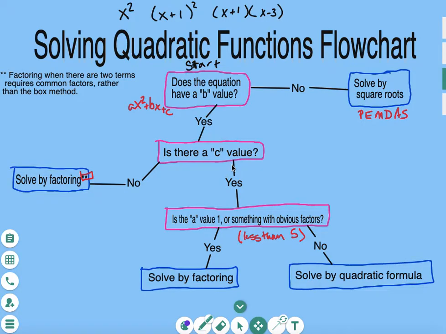In this video, we're going to be focusing on factoring where there is a C value and there's an A value of 1 or some obvious factors, usually things less than 5. If you're looking for solving by factoring where there's no C value or square roots, then you need to look at the other video. So let's get started.